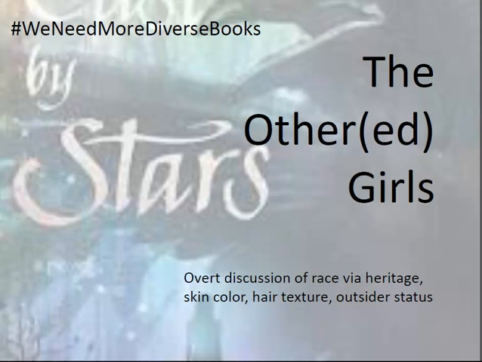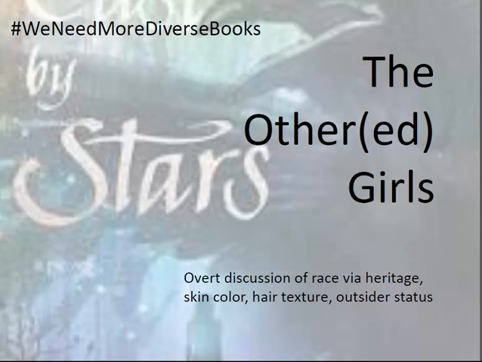We then move on to what I refer to as the othered girls of YA dystopia, and I think that Legend and Birthmarked fit into this category to some extent, but really looking at a few of these works in particular because these are books that have overt discussions of race via heritage, skin color, hair texture, outsider status, whatever else that might be. So our protagonists are girls of color, and that's an important aspect of the plot and the book itself.